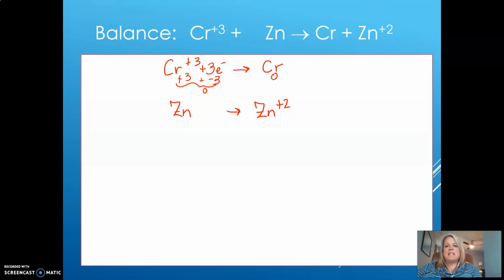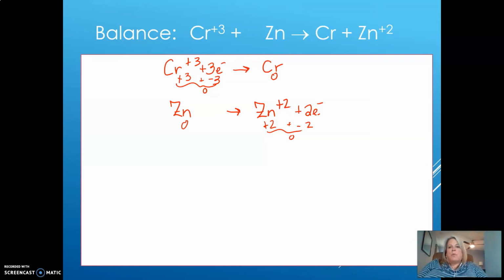If I go down to my next half reaction, I can see that I have a zinc that has a charge of 0 on this side, and this side is plus 2. So in order to make these equal, I add electrons to the side that's most positive, which is my zinc plus 2. So I'm going to add 2 electrons to this side, because that's like subtracting 2. So plus 2 minus 2, right, that equals 0. And so now both of the sides of both of my half reactions are balanced.